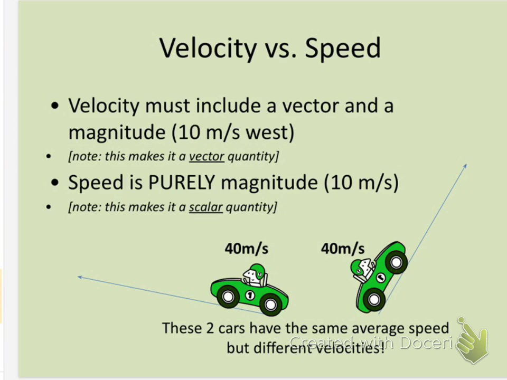This is the distinction between velocity and speed. Speed is just distance over time. Velocity is distance over time plus a direction. Where are we going? So 10 meters per second west is a velocity. We'll talk more about vector quantities in the next chapter, but that makes it a vector quantity. Things that are given as pure magnitude are scalars. So distance traveled is always scalar. Velocity is always a vector.